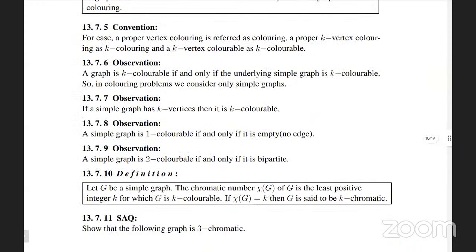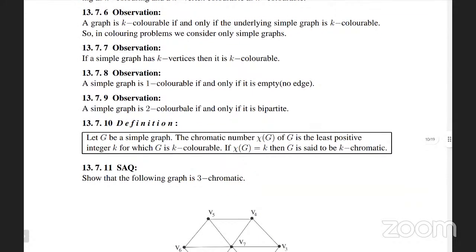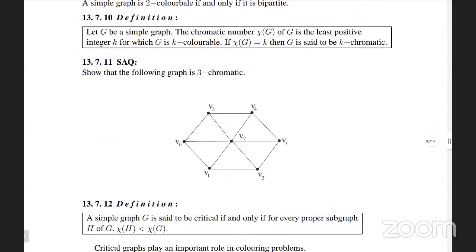Next observations: a simple graph with K vertices is K colorable. A simple graph is one colorable if it is empty, with no edges. A simple graph G is two colorable if and only if it is bipartite. K vertices means K colorable. So based on the number of colors, we can decide how many simple graphs are colorable. That's all for the observations. Now, the chromatic number.